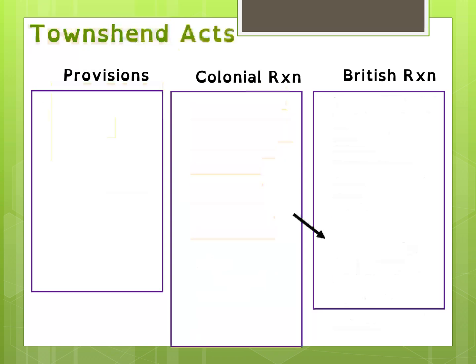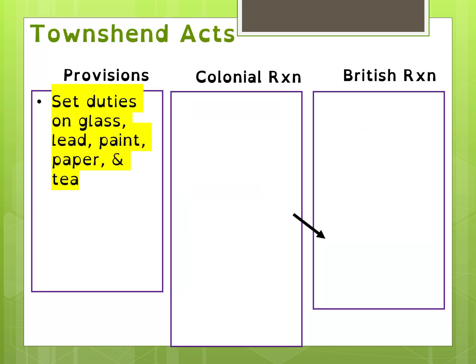A couple years later, the British government passes a series of acts called the Townshend Acts, named after the man who proposed those in Parliament. Now, this is going to tax a list of items, not just one thing. It's going to set import taxes on glass, lead, paint, paper, and tea. So the tax on paper is back, but they've also added some other products.